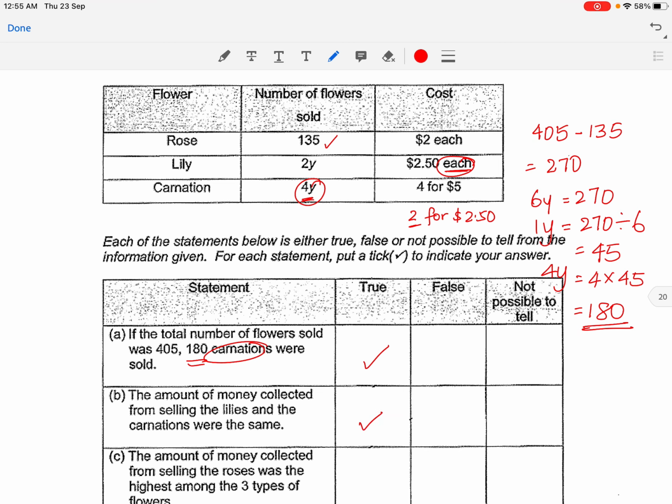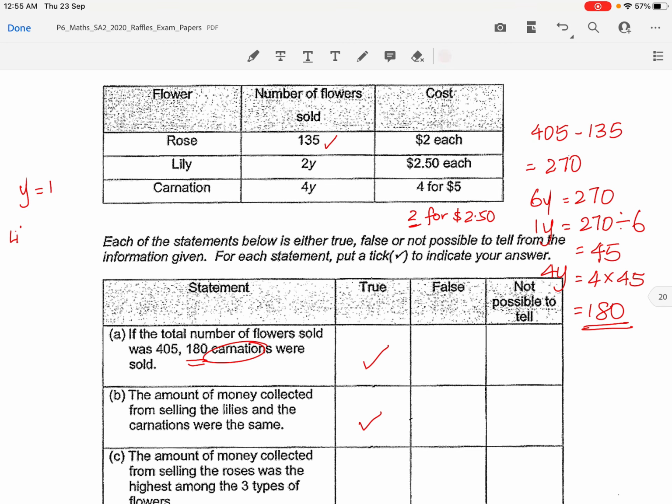But for those who don't understand, don't worry. I'll just go through the other way, alright? Now, you have to assume that maybe y equals 1. I'll do my working on the left side. Let's take it that y equals 1. Lilies, there will be 2. If y equals 1, this is 2y, right? So it's 2 times 1 equals 2. My carnations will be 4 times 1 equals 4.